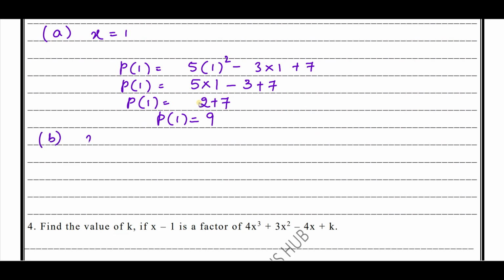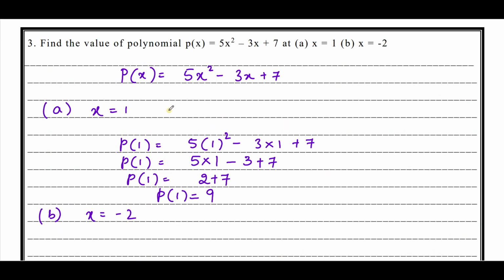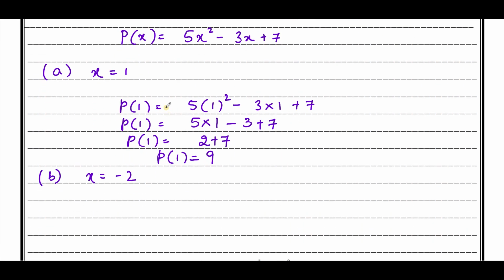Second question, at x equals what? Minus 2. Now replace all the x by what? Minus 2. That is p of minus 2 equals 5 into minus 2 whole square minus 3 into minus 2 plus 7. What is the simple step I have followed here? I have just replaced the value of x by minus 2.